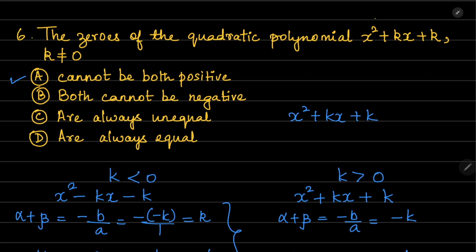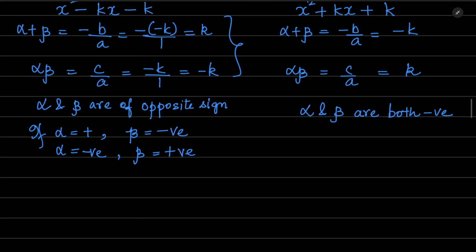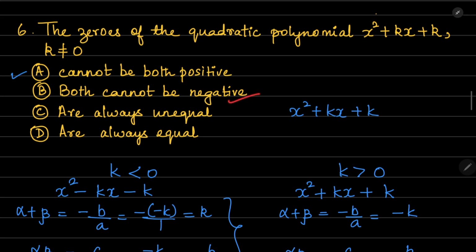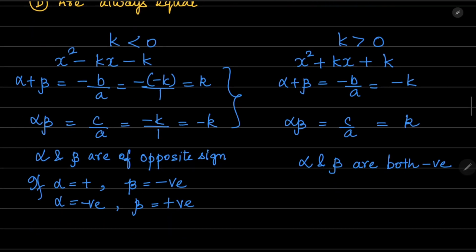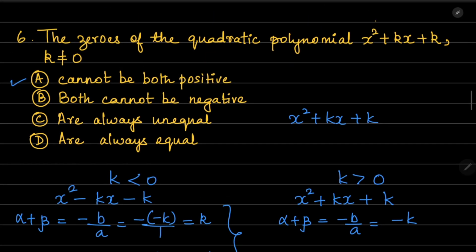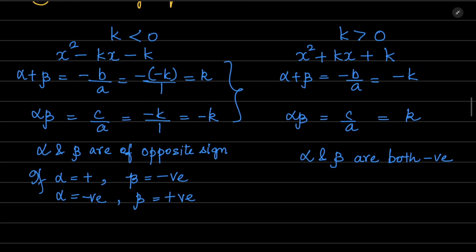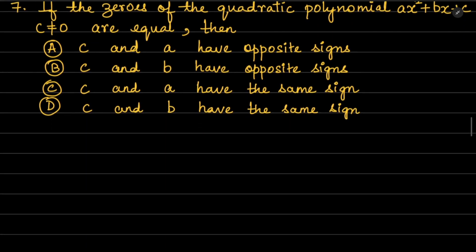So the zeros cannot be both positive. In none of the scenarios are you seeing that both are positive, right? Either both are negative or they are of opposite signs. So it cannot be both positive. So this is the answer. Let's move on to the seventh question.